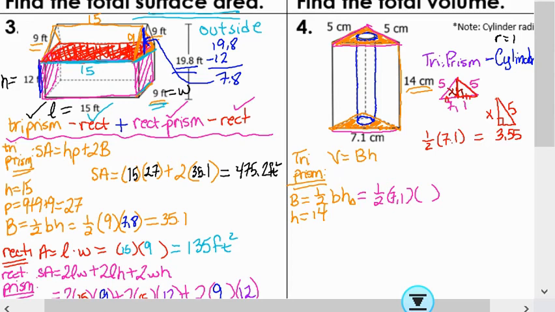Okay, so if I know two sides of a right triangle, I can find the third side with the Pythagorean theorem. So let's do that. I know that x squared plus 3.55 squared. Let me erase that so that that's a little bit clearer. We don't want any confusion there.